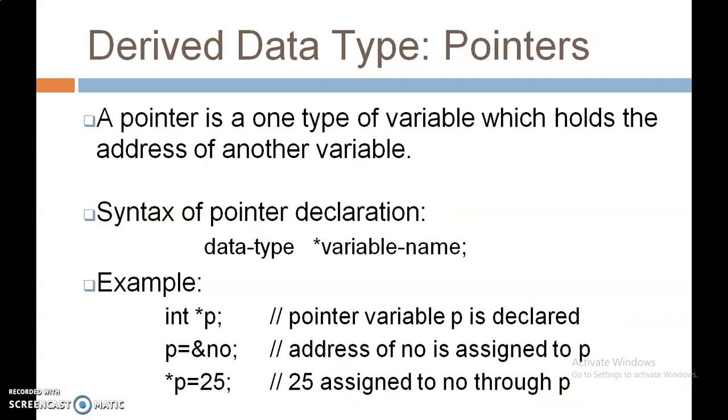The next derived data type is a pointer. A pointer is a type of variable which holds the address of another variable. The syntax to declare a pointer variable is the same as in C programs: data type, star, variable name. Here star is a symbol known as asterisk. In the example, int *p means it creates a pointer variable p. p = &number means it will assign the address of variable number to pointer variable p. And *p = 25 means the value 25 is assigned to the number variable through pointer p.